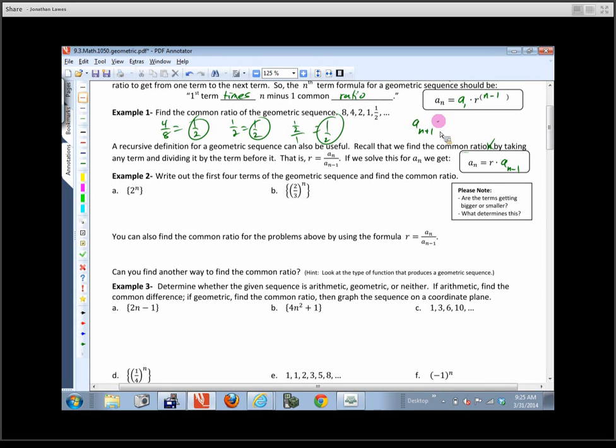Okay, what if I wrote this? A sub n plus 1 equals r times a sub n. What does this mean? This would be the next term, right? And what would this be? The current term. Okay? So notice that this is one ahead of this one right here. So that's the next term in line. That's the one we're on. This one is one before that. So take the one before it times the common ratio to get the next one, or the one we're on, if you want to think of it that way. Okay? So it's important to understand how those indices work.